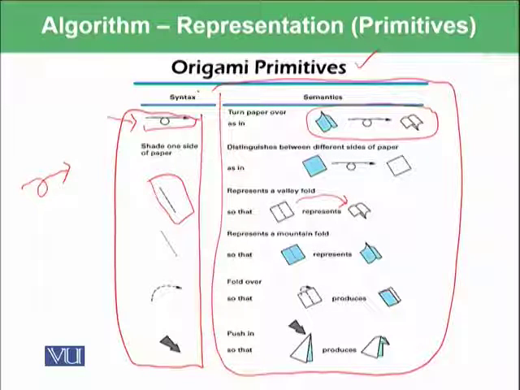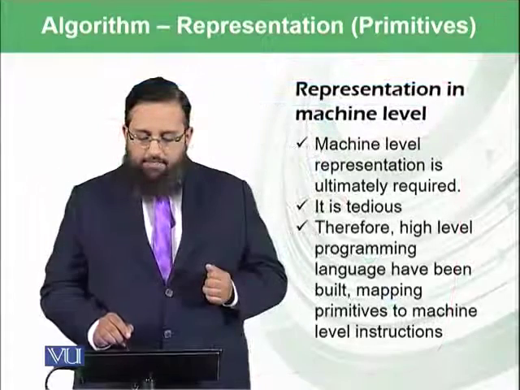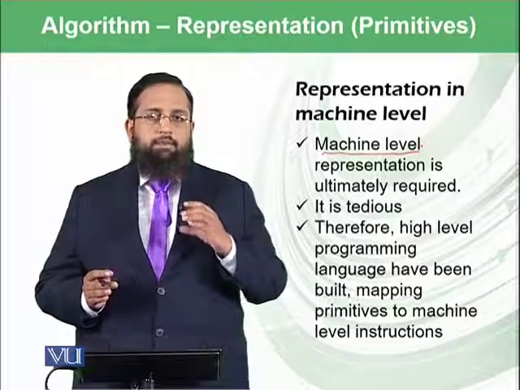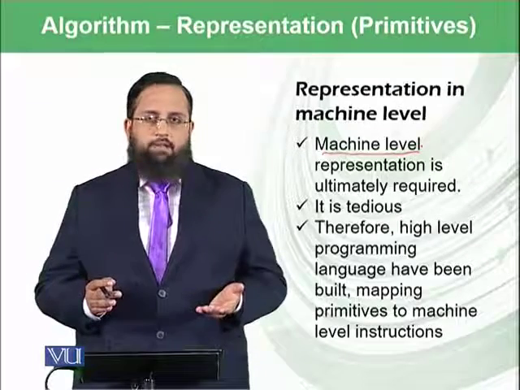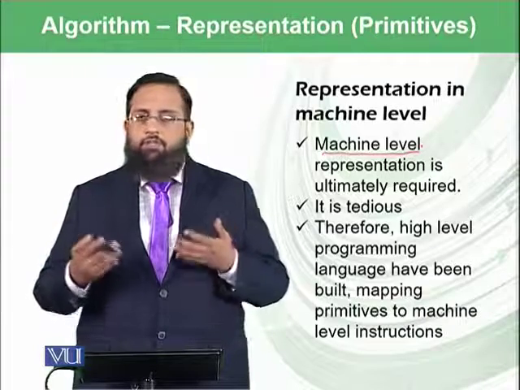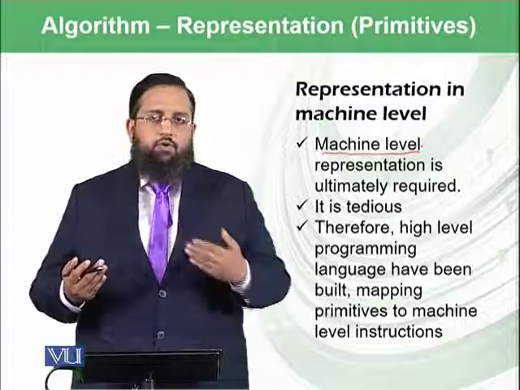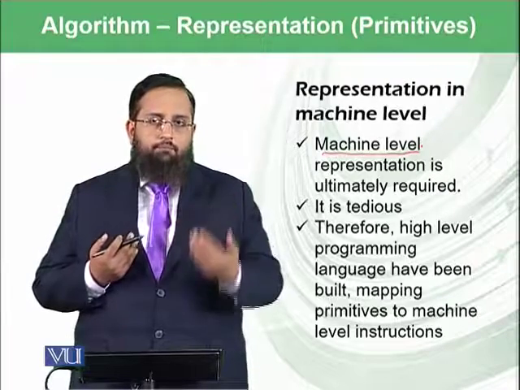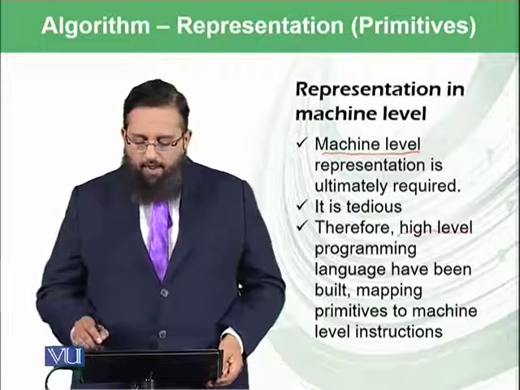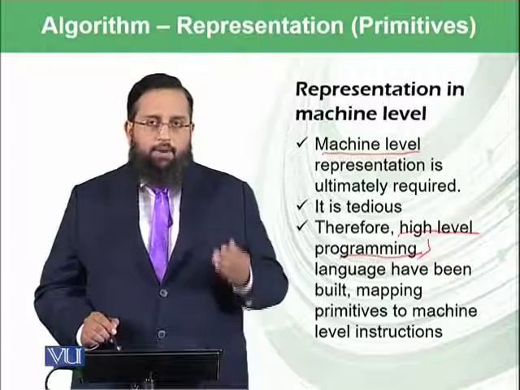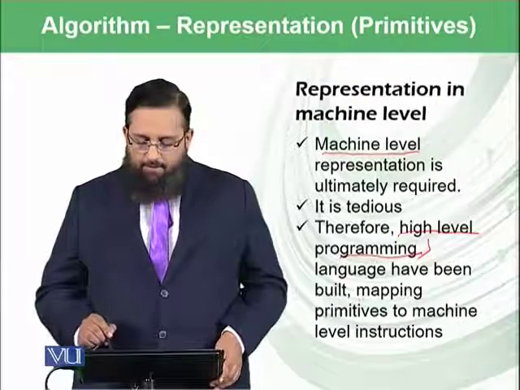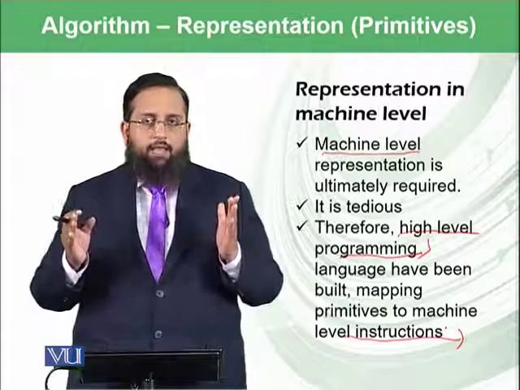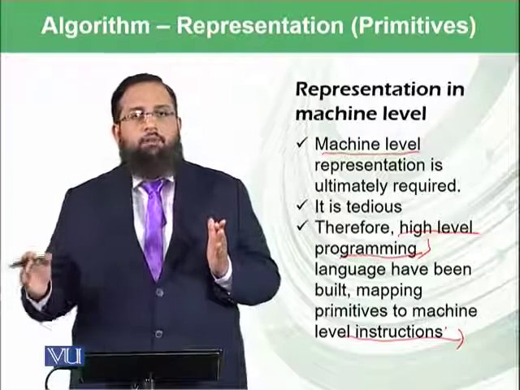So our ultimate objective is the representation at machine level. You know that we want to actually represent each step at a machine level, because a computer only understands the language of 0 and 1. However, it is tedious to convert each of the instructions by ourselves into machine code. So we have defined high level programming languages which have primitives and a set of rules. Mapping primitives to machine level instructions is the next step. So we have a high level language, and then the high level language is converted into machine level language.